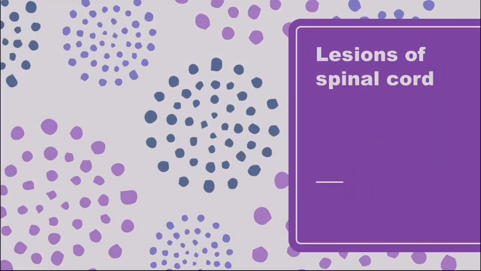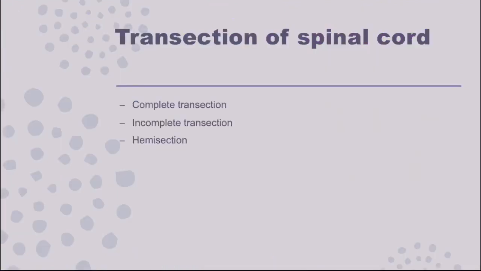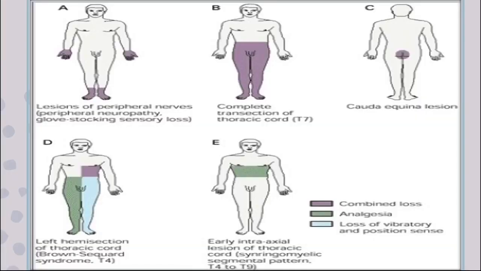Lesions of the spinal cord. It can be either a complete transection, or there can be an incomplete transection, or there can be a hemisection. So depending on which type of transection it is, it has been subdivided into 5 versions.